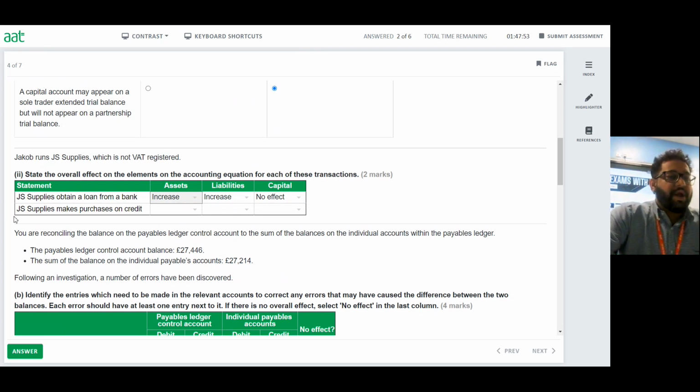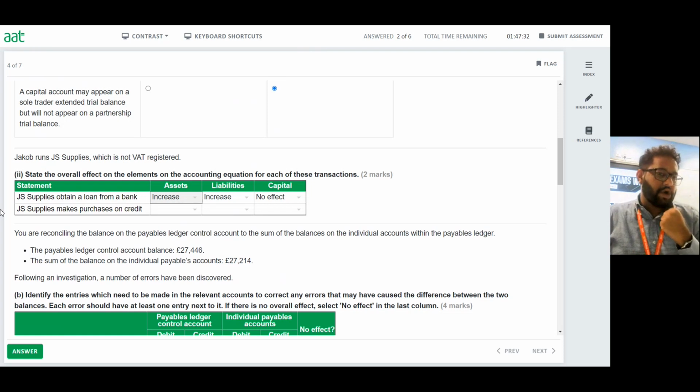So now let's look at the next one. JS Supplies makes purchases on credit. So when I'm buying goods on credit, what am I doing there? Am I spending any of my money yet? No. What I'm going to do when I purchase goods on credit is I am actually obtaining some stock.